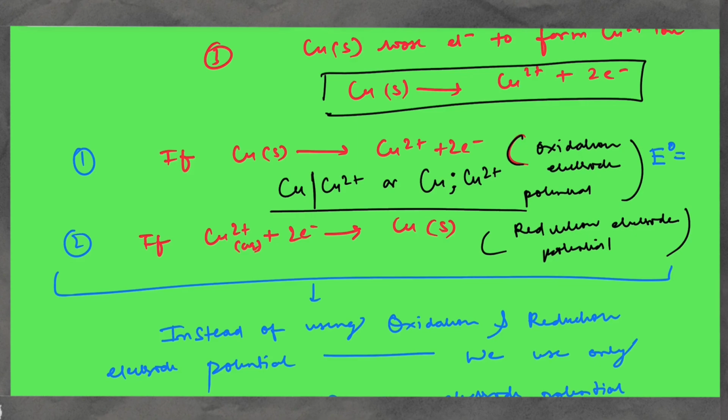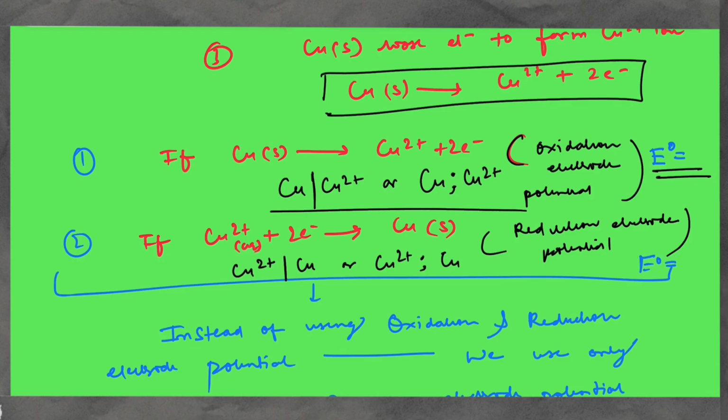Here also we will have some E naught value in the first case. And in the second case, we can write this reduction reaction like this: here we have copper 2 plus, it changes to copper solid, or copper 2 plus changes to copper. So this is basically the cell representation. We can adopt both, and in the second case also we will have some E naught value.